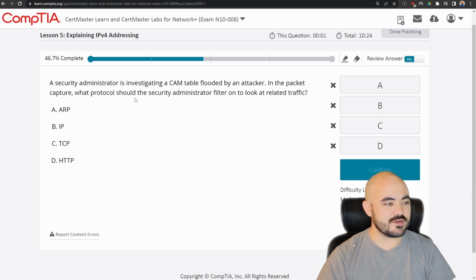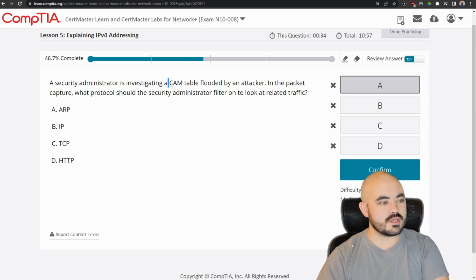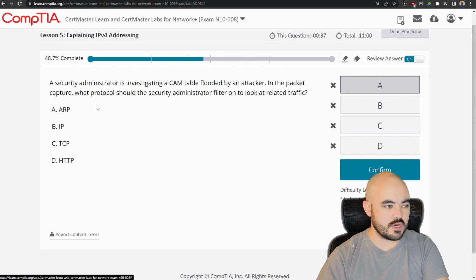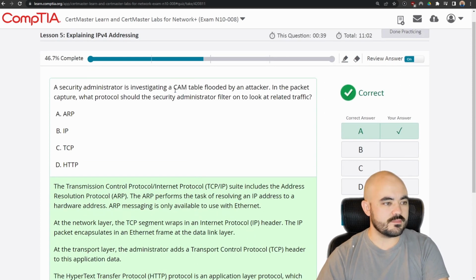All right. A security administrator is investigating a CAM table flooded by an attacker. In the packet capture, what protocol should the security administrator filter on to look at related traffic? For some reason, I'm blanking out on what CAM table stands for. However, if it's something that's getting flooded, I'm guessing that it's an ARP table. Oh, I know. CAM table is related to MAC addresses. So yes, it would be an ARP table. All right, the TCP/IP suite includes the Address Resolution Protocol, blah, blah, blah. It doesn't tell us what a CAM table is, but I'm pretty sure it's similar to a MAC address table.